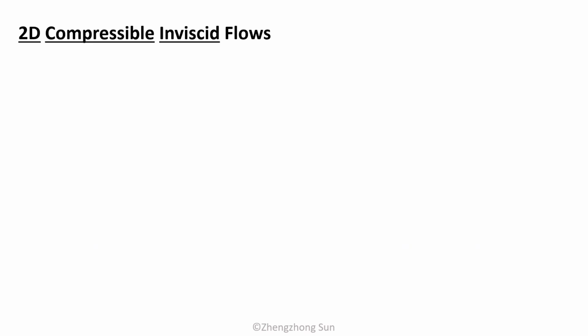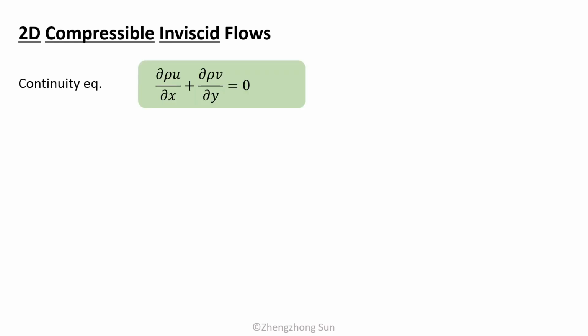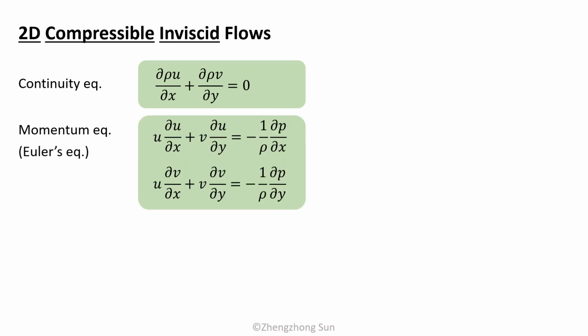For 2D compressible inviscid flow, we have the governing equations, which start with the continuity equation and the momentum equation. If we look at the continuity equation, rho is within the partial derivative, which is different from the incompressible flow, because if it's incompressible, rho is a constant and can be taken out. For example, water flow is incompressible, so rho can be taken out, and eventually this rho can be cancelled because the right hand side is 0.